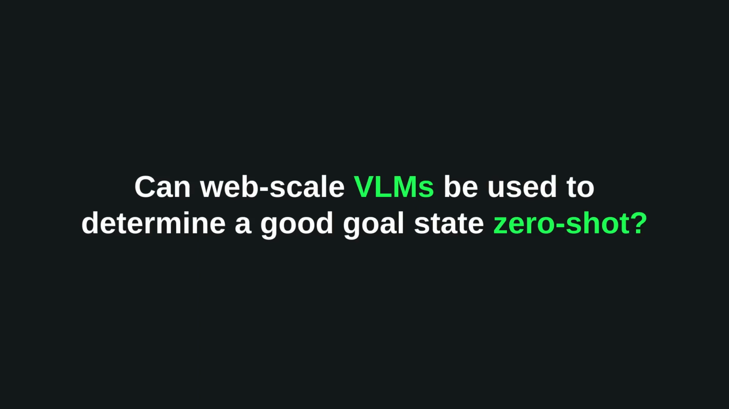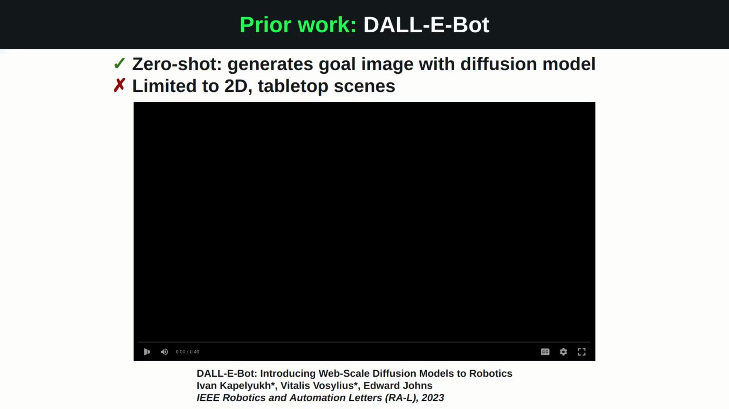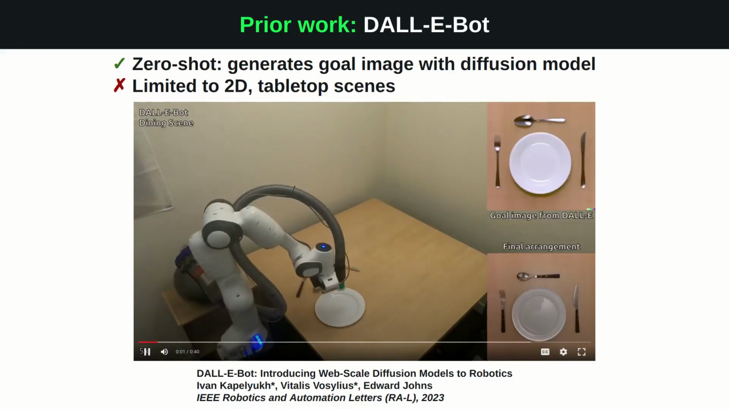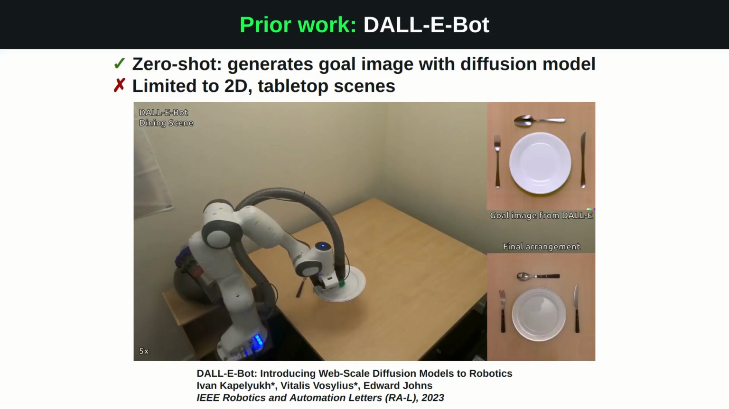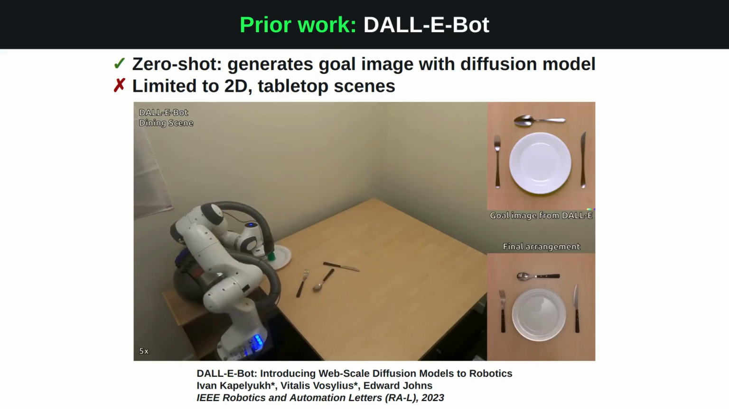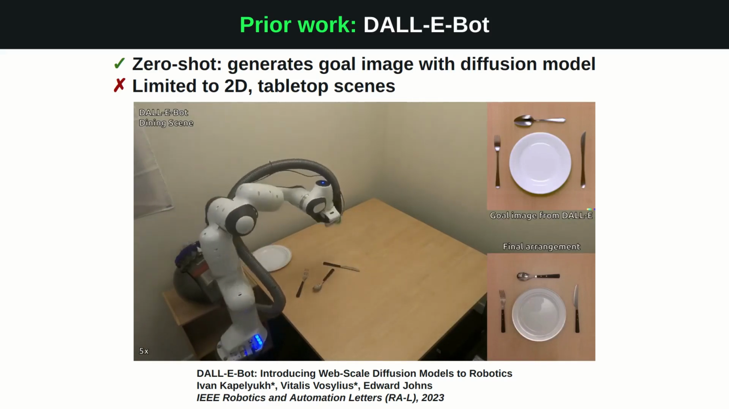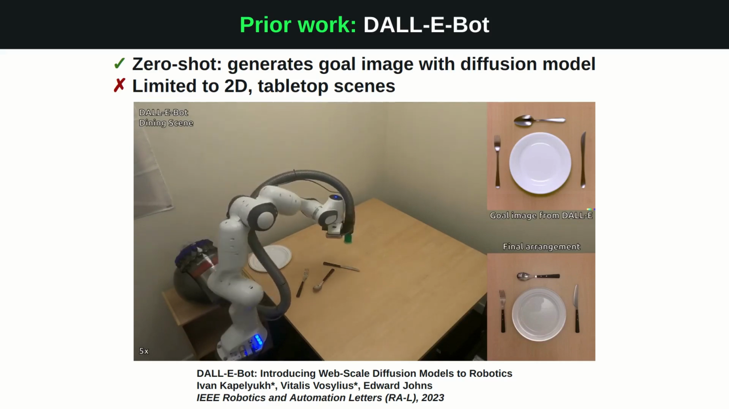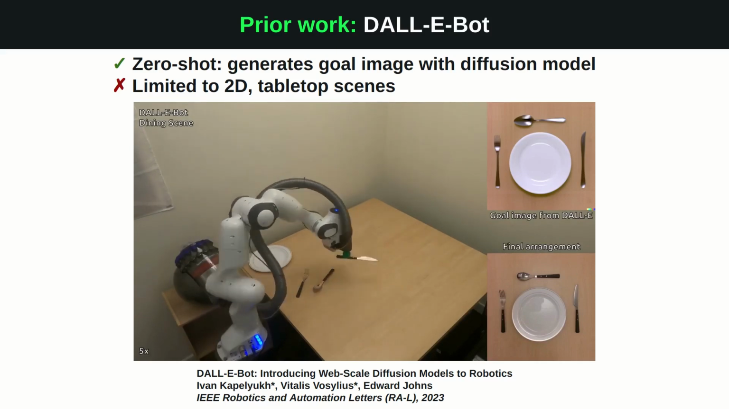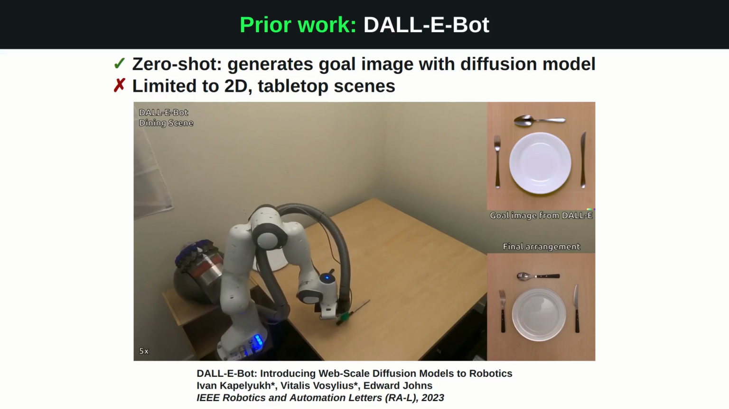So the question we ask is, can we use these VLMs as a general visual prior to determine a goal state zero shot? In our prior work, DALL-E-Bot, we used a web-scale diffusion model to generate goal images zero shot. However, this approach was limited to 2D tabletop scenes. In Dream2Real, we addressed the difficult challenge of using 2D VLMs to determine goal states in 3D scenes.